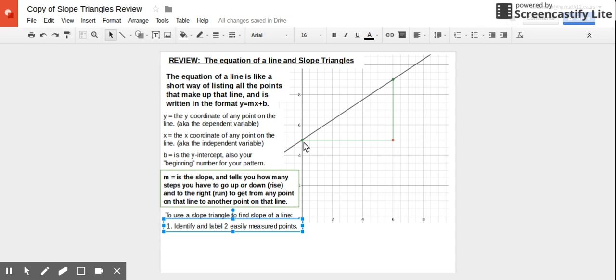So the y-intercept's always a good one, and something like this. So I'm going to throw a couple little circles on there so you could see the 2 points I'm going to identify. And then you want to actually give me the x and y coordinates for each one.